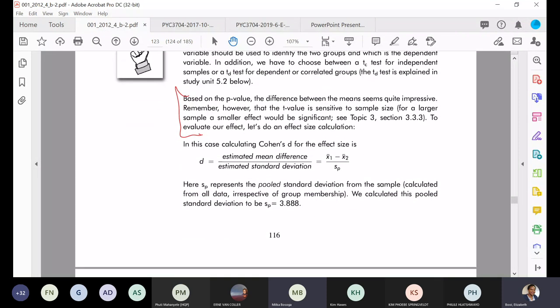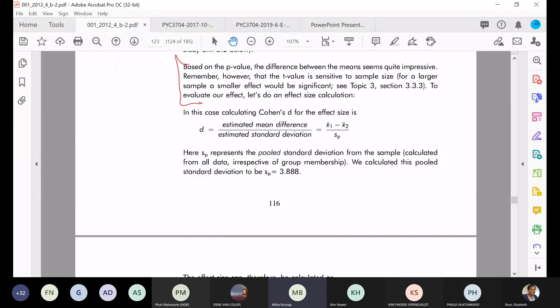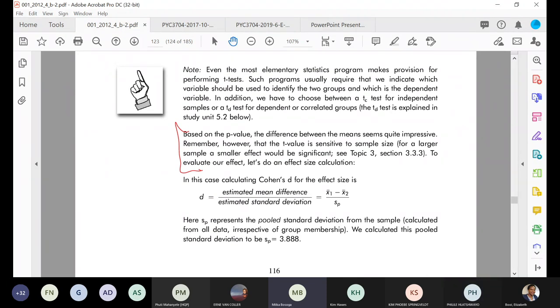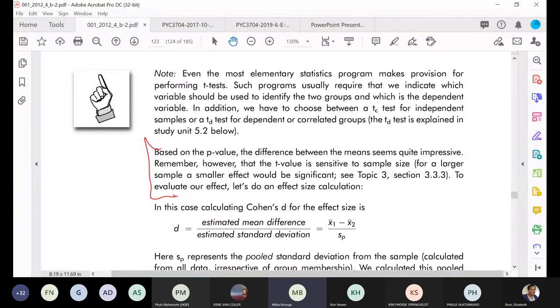No. What does it say here where you have marked red on page 116? Yeah, this paragraph, what does it say? I see something about a smaller sample, a smaller effect would be significant. Can we read it? I don't see the other part, it's cut off. I see up to topic three, and then the rest I don't see. Based on the p-value, and then I can see, remember, however, that the t-value is sensitive to sample size.